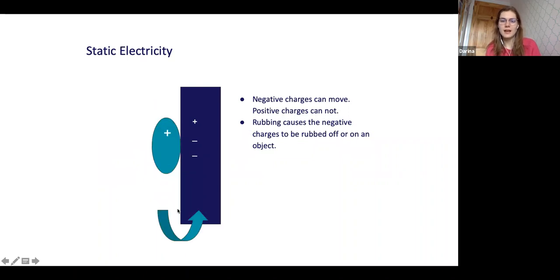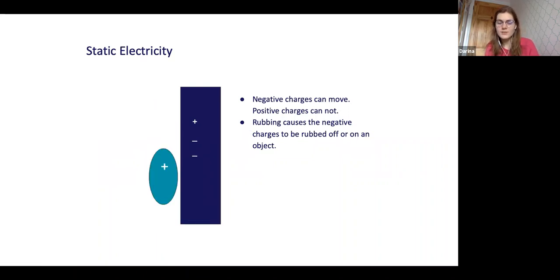When you rub two objects together, you might transfer charges from one material to the other. Here, the light blue ball was rubbed against the dark blue object, and it transferred negative electrons from the light blue ball to the dark blue ball. So what overall charge would the light blue ball have here? It has a positive charge. Excellent. And what charge would the dark blue object have? Negative. Yes, well done.